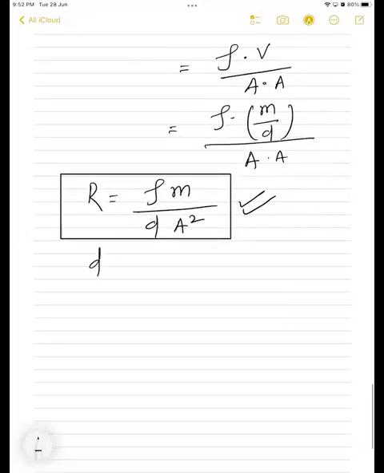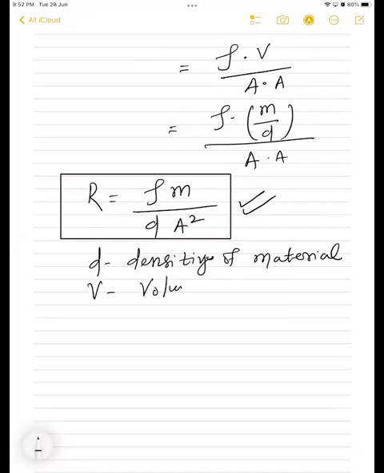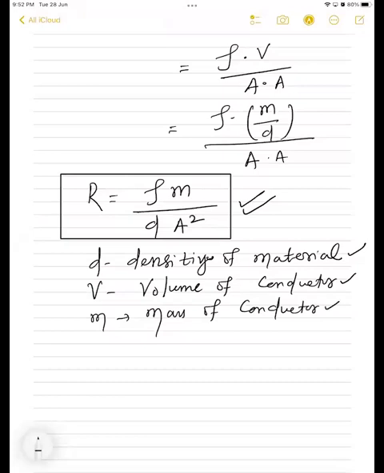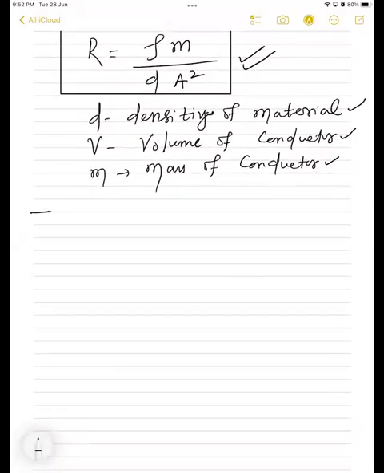So what is D here? D is density of material, right? And what is V here? Volume of conductor. And what is M, students? Mass of the conductor. When you get the questions, you will see what happens in which case, and accordingly you can solve the questions. Got it, students?